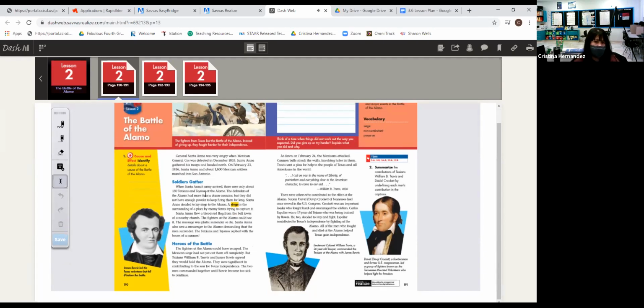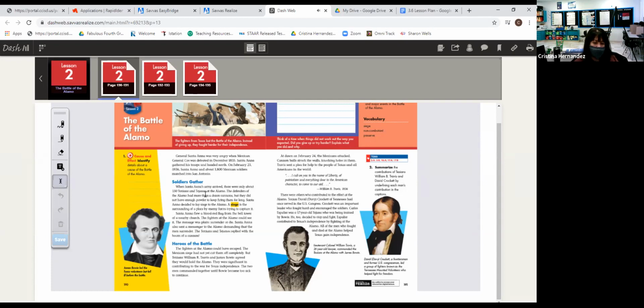Soldiers gather. When Santa Anna's army arrived, there were only about 150 Texians and Tejanos at the Alamo. The defenders of the Alamo had more than a dozen cannons, but they did not have enough powder to keep firing them for long. Santa Anna decided to lay siege to the Alamo. A siege is the surrounding of a place by enemy forces trying to capture it.